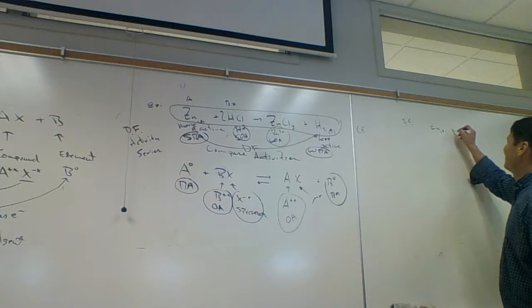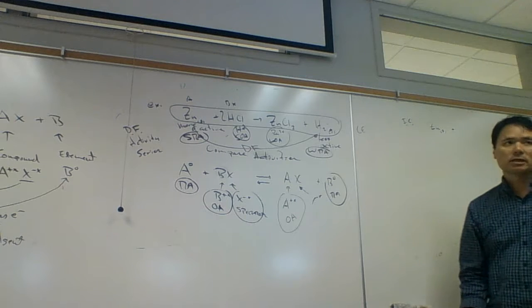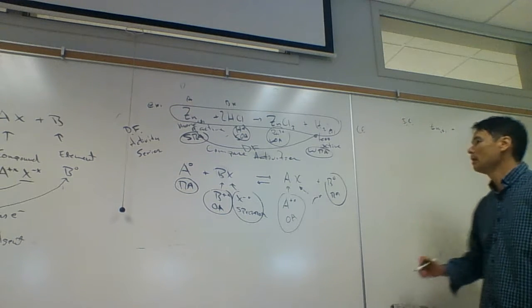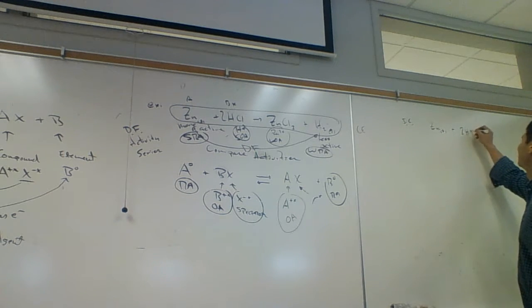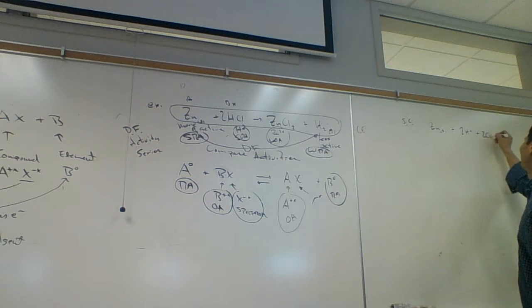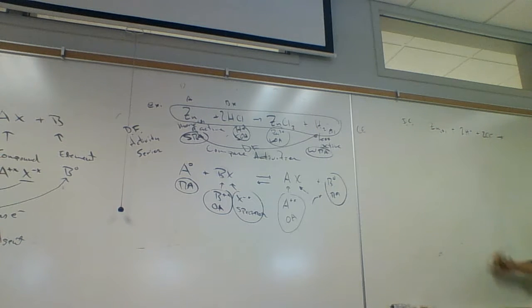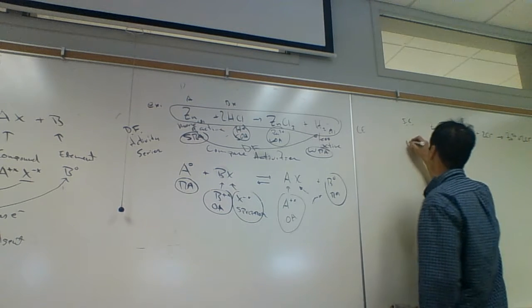So zinc stays solid. What about HCl? Can water break apart HCl molecules? Yeah. In fact, we're going to get 2H plus 2Cl minus. How about zinc chloride? Is that soluble? Yeah. Can water break apart that lattice? Yes. So we're going to get Zn2 plus 2 chlorides, and then we're left with H2 gas. And so this would be the ionic equation. Let's look at the net ionic equation.